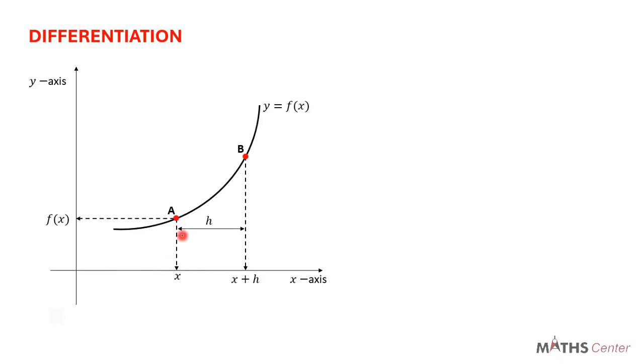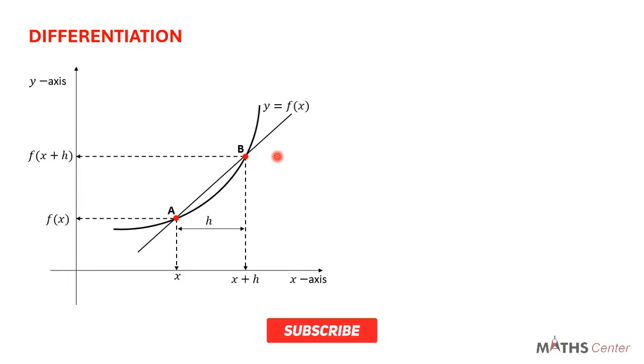Now for the y-coordinate, we know that the function is y is equal to f of x. And we now have the x-coordinate here to be x plus h. So when we substitute it here, that is when you find f of x plus h, it should give us the y-coordinate of point B. So the y-coordinate of point B can be written as f of x plus h. Okay. Now let's assume that we draw a straight line to join point A to point B. So we have this straight line here joining point A to point B.